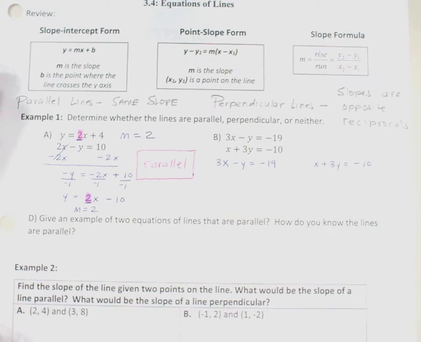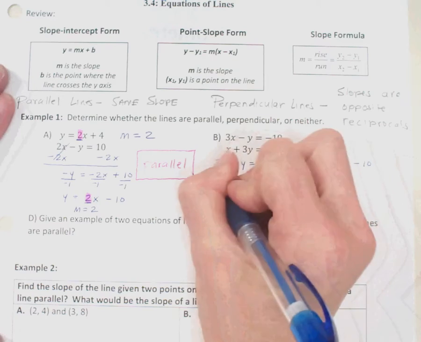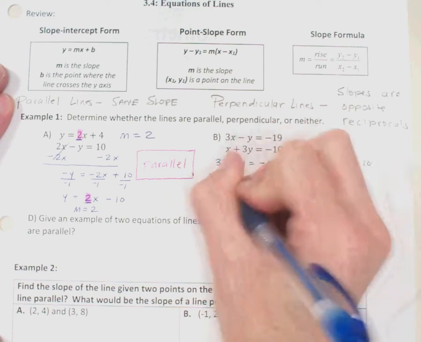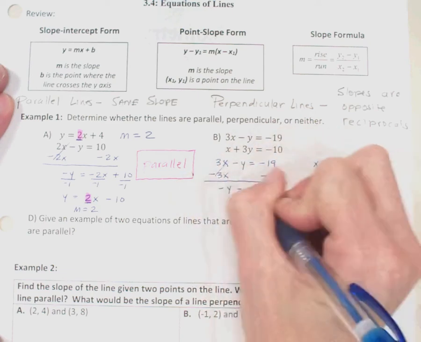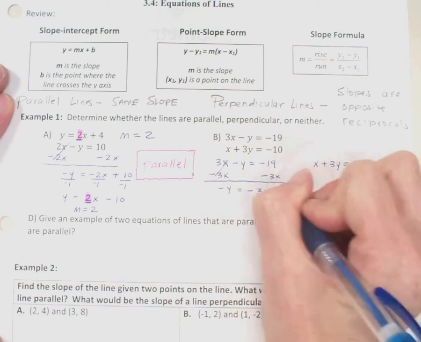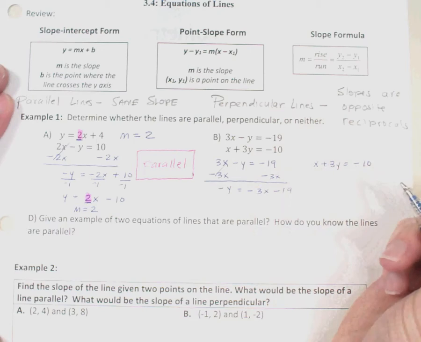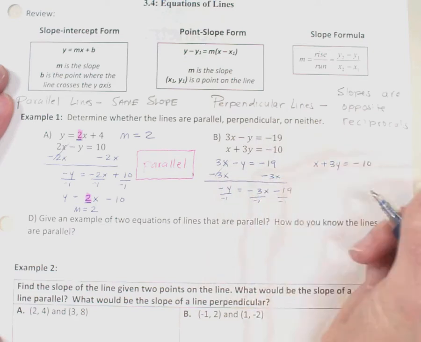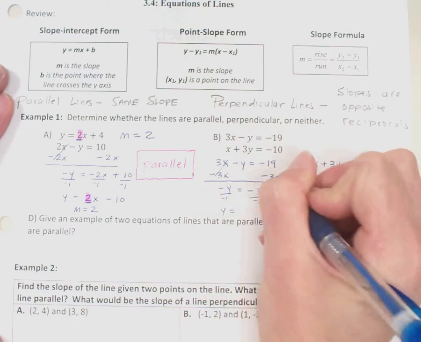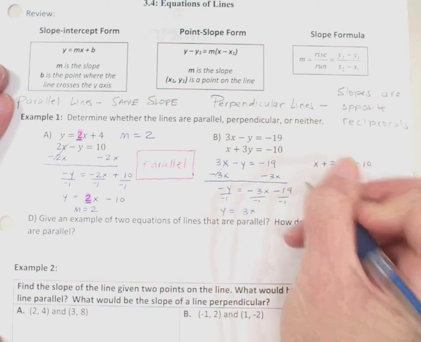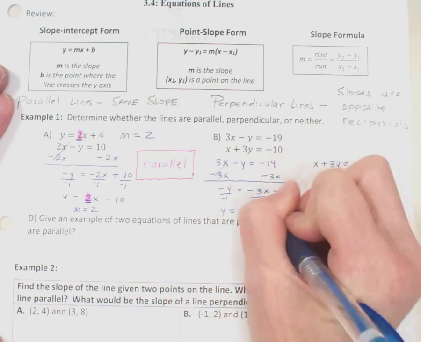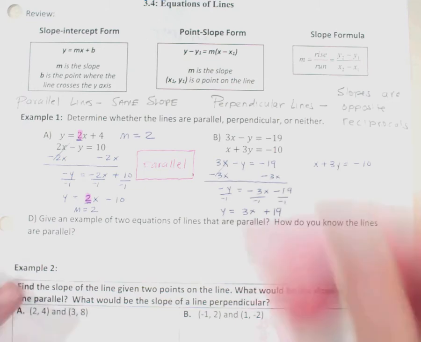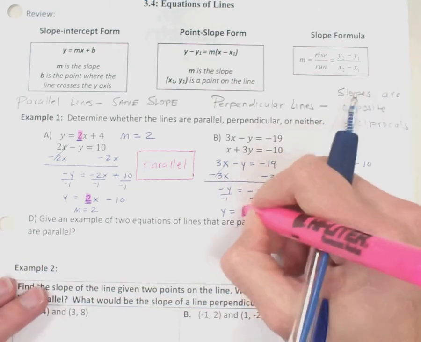First equation, I need to solve it for y and put it in slope-intercept form. So I'm going to subtract 3x from both sides. Remaining is negative y equals negative 3x first, and I have a negative 19. Finally, to get y by itself, I divide every single term by negative 1. So y equals negative 3x divided by negative 1 is a positive 3x. Negative 19 divided by negative 1 is a positive 19. So the slope of this line is 3.